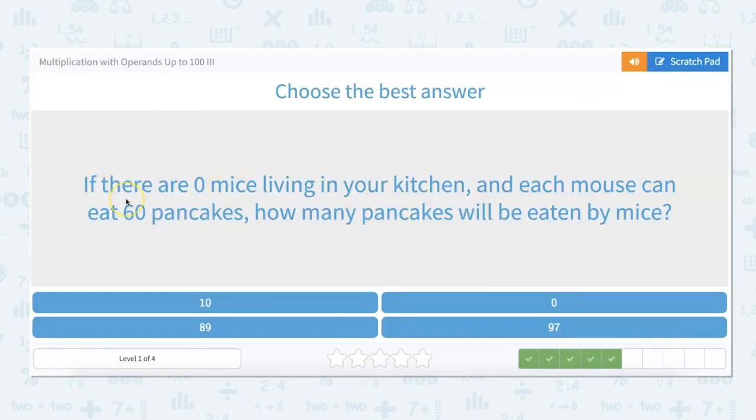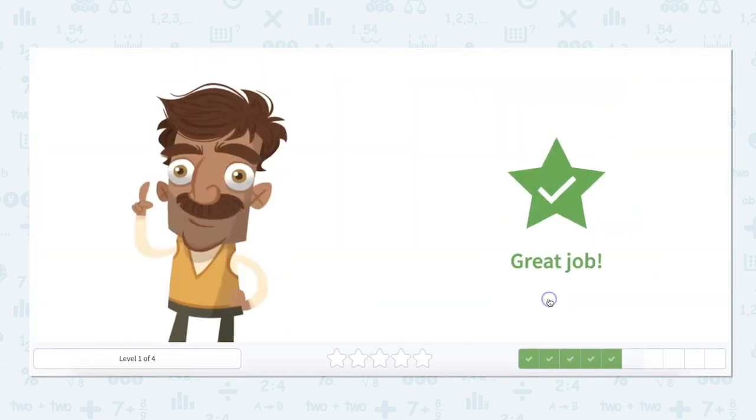If there are 0 mice living in your kitchen and each mouse can eat 60 pancakes, how many pancakes will be eaten by mice? Well, we know the law of 0. Anytime you multiply a number by 0, your answer is going to be 0. So we know that answer is 0.